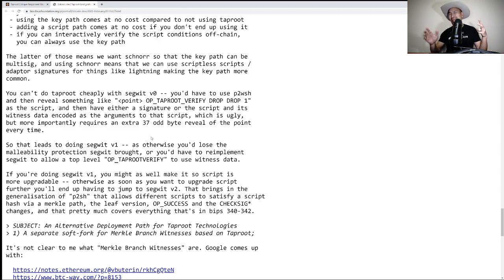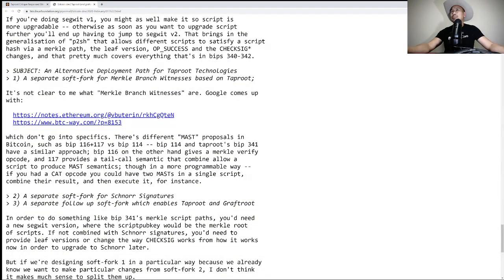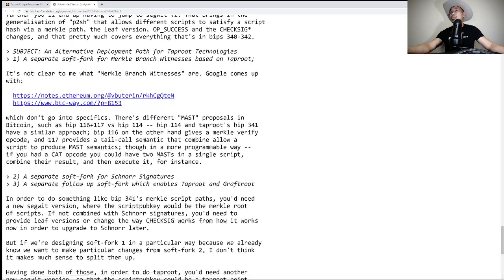But you can't do it with SegWit v0, so you have to upgrade to SegWit v1 in order to do it, because otherwise you're going to lose the malleability protections in SegWit, which was a lot of what SegWit v0 was about, for Lightning usage and stuff like that. So if you're going to upgrade the script anyway, you should do things properly, and that's where the OP_SUCCESS and the CHECKSIG things come in, and that covers all of the things. So we're bundling these things because of the benefits that we're getting in combination. And if you're going to upgrade script anyway, you should make sure that it's done in a reasonable way. An alternative deployment path for Taproot technologies: a separate soft fork for Merkle branch witness based on Taproot.